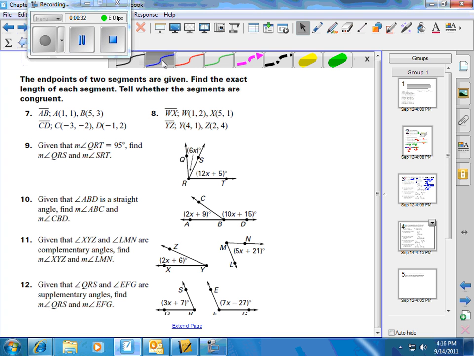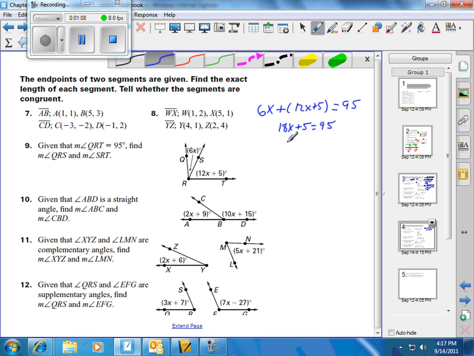So if we want to find the actual angle measurement, we first have to find x. If we want to find x, we need an equation. So our equation would be 6x plus 12x plus 5. And we really don't need the parentheses, but I'm going to put them there. And the sum of those two expressions has to equal 95. So to solve for x, we'll first combine our like terms. 6x plus 12x is 18x. And we have plus 5. 18x plus 5 is equal to 95.